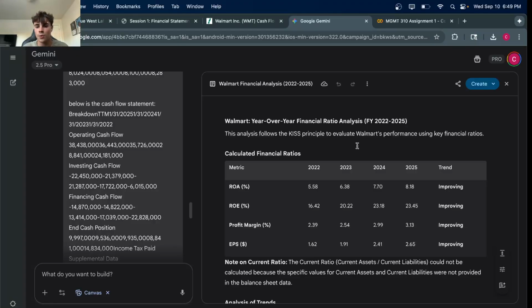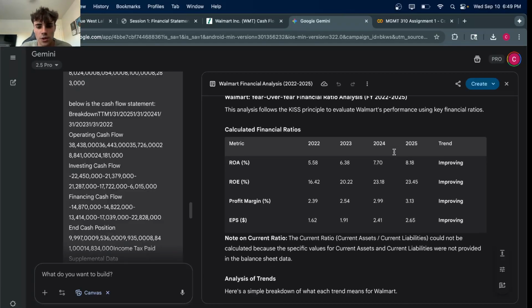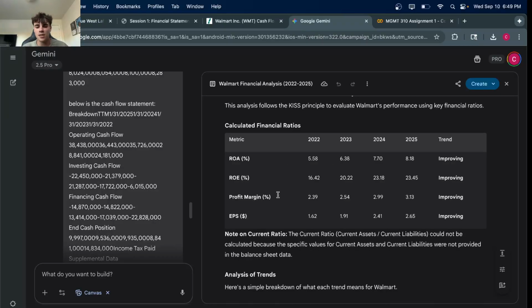It follows the KISS principle as I asked it to, evaluating Walmart's performance using key financial ratios. You can see that Walmart is improving every single year in every category. In 2022, they were keeping almost, well, not even 6 cents of profit for every dollar of assets, and it's increased by almost 3 cents in 4 years, which is pretty impressive. The ROE has also been steadily improving every year.